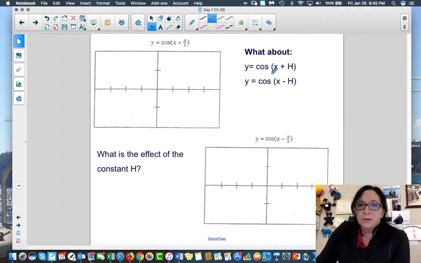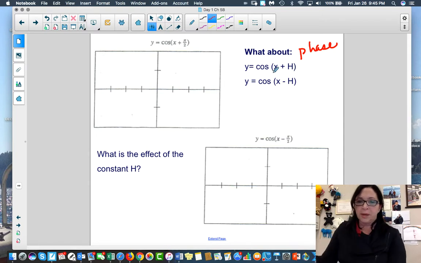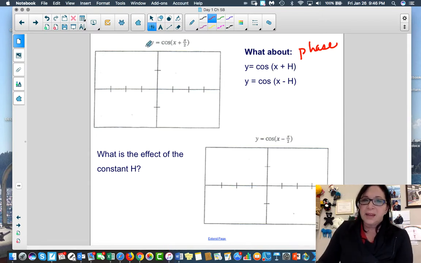What about this? This is my horizontal shift. We also call it a phase shift. I like to call it a horizontal shift, but that's what the constant H does: it moves my graph left and right. And in this case, see this plus pi over 2, just like the opposite of that, that's what it's going to do. It's going to move it to the left, pi over 2.